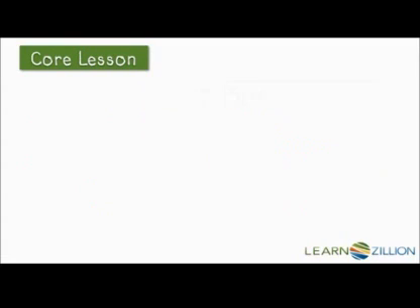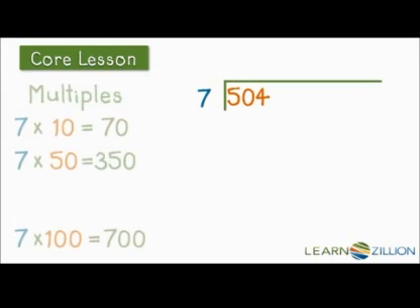Let's try the example. 504 divided by 7. So I'm going to go back to my landmark multiples, and I know that 100 groups of 7 is 700, and that's greater than 500, so I'm going to be looking at multiples of 7 that are in the tens. So looking at these three, I see that 7 times 50, 350, is less than 500, so that could work.